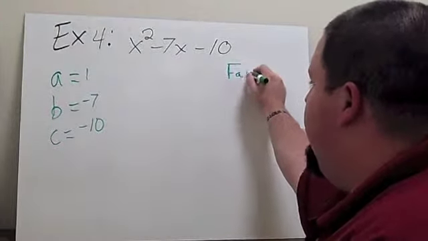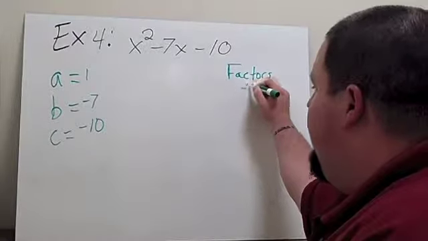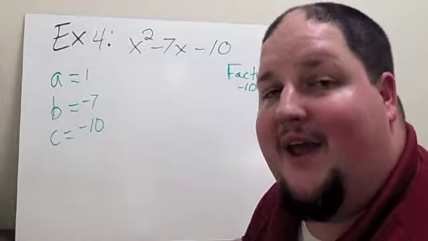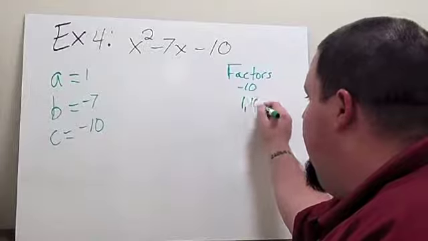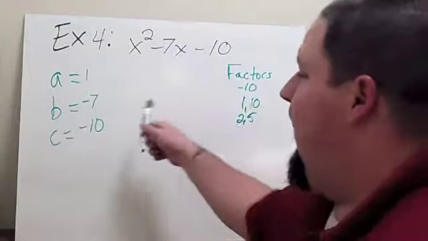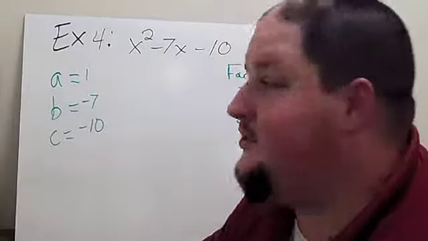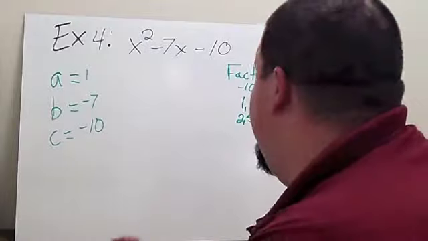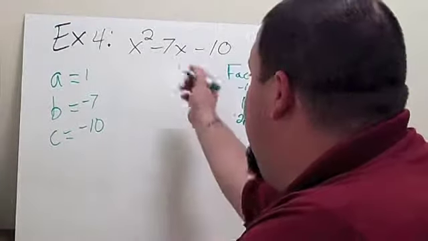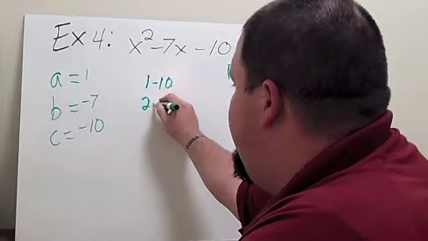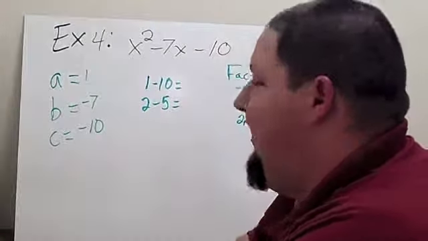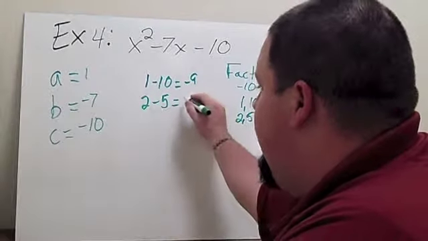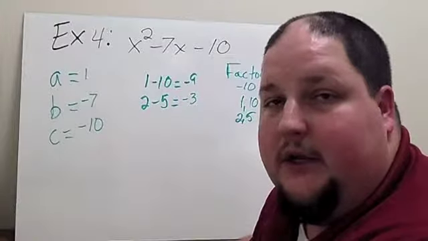So now I have to find factors of negative 10. So because this is a negative, I'm only going to have one negative number. So I'm going to have 1 and 10, 2 and 5. And because this is a negative, I know that the larger of my numbers is negative. So what does that mean for me? If it means that the larger of my numbers is negative, then I have 1 minus 10 and 2 minus 5. Well, what's 1 minus 10? 1 minus 10 is negative 9. 2 minus 5 is negative 3.